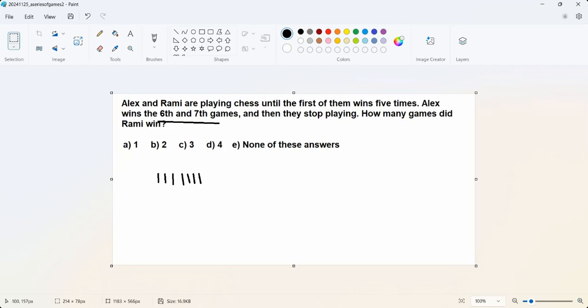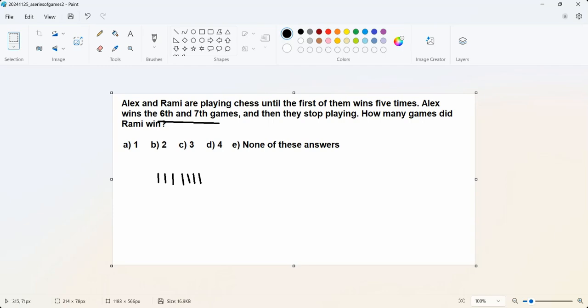And how many games did Rami win? We know the trick. Alex is the winner. Whoever wins five times wins. Alex wins the sixth and seventh games, and then they stop. Whenever we stop, whoever wins the last game is the winner. So Alex wins the sixth and seventh games, and then they stop.